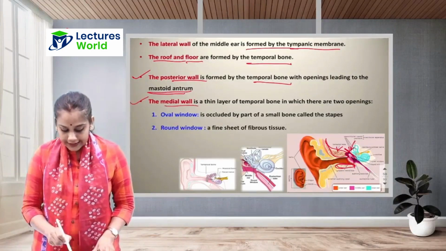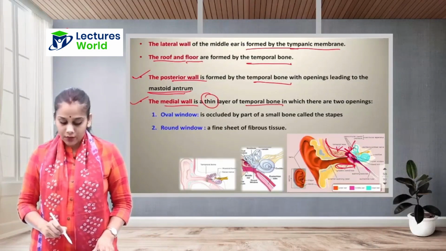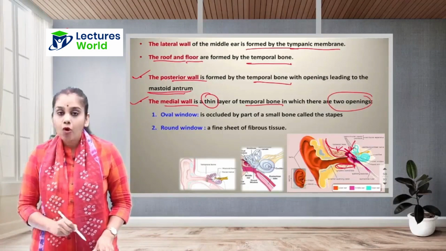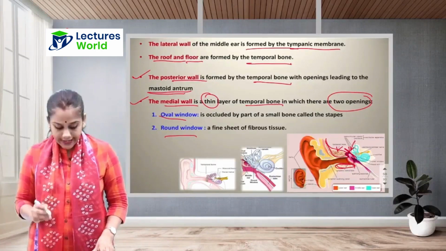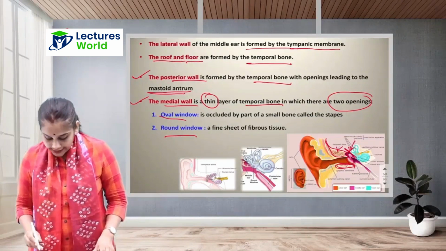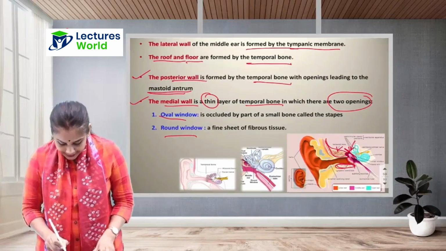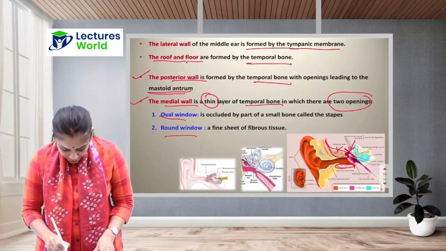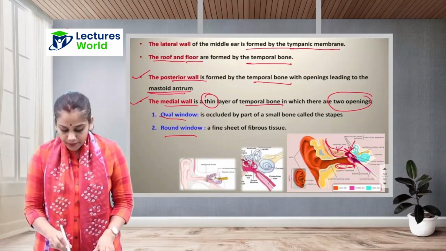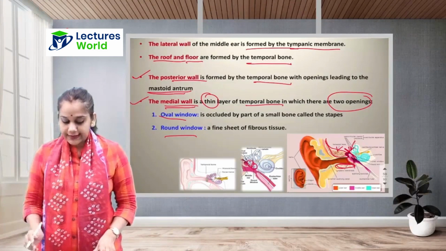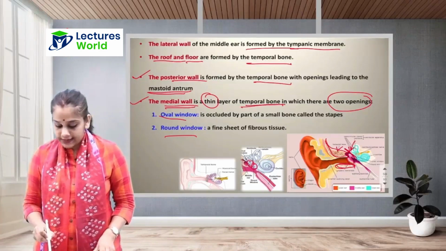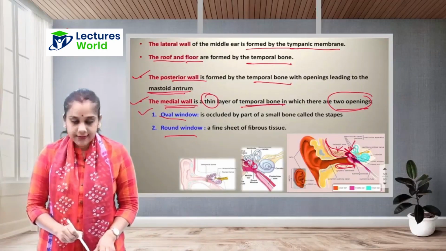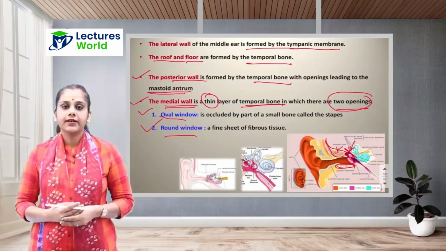The medial wall is a thin layer of the temporal bone in which there are two openings. Which are the two openings? The first one is the oval window, the second one is the round window. You can see here there is the oval window and here there is the round window. So in the medial wall there is a thin layer of the temporal bone in which there are two openings: the oval window and the round window.